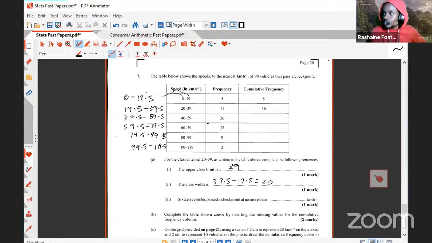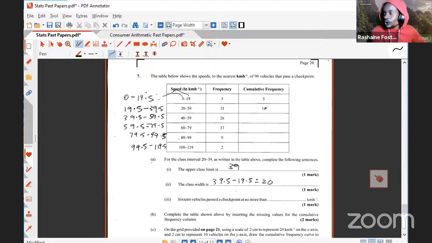All right. So 16 vehicles passed a checkpoint at no more than. We have to go to our cumulative frequency. When we look at 19.5, 5 vehicles passed at no more than 19.5.